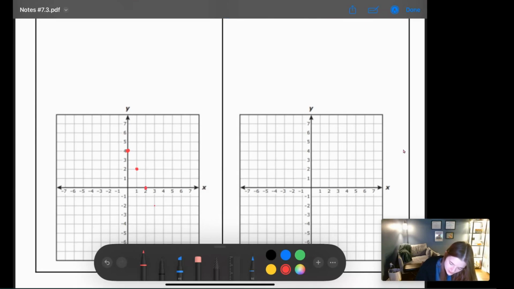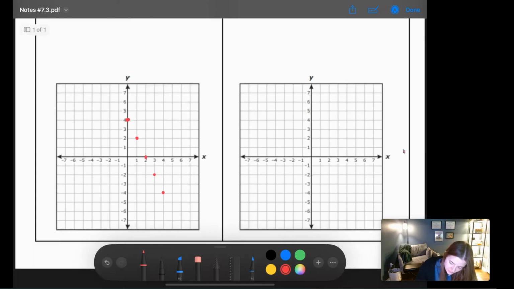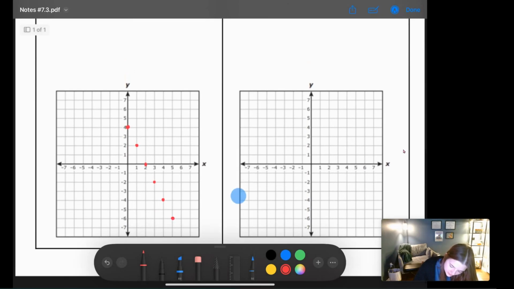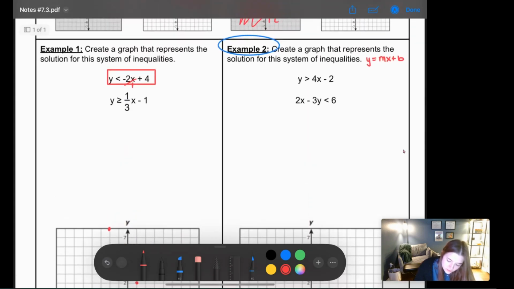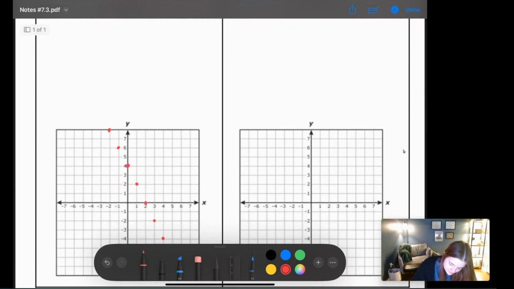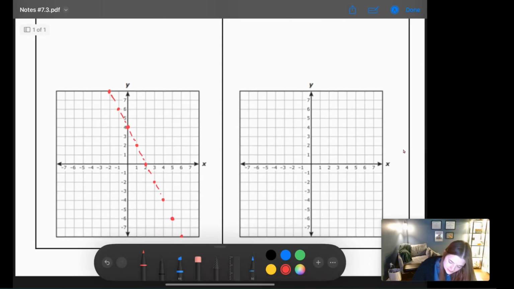I'm just going to keep going. Down 2 over 1. Right, we can keep going and going all the way down. You can kind of see the pattern here. Sorry, tried to connect those for me. But I don't know yet what it's going to be. So here we go. Now, there's no equal to sign, so this has to be a dashed line. Dashed line all the way down, okay?